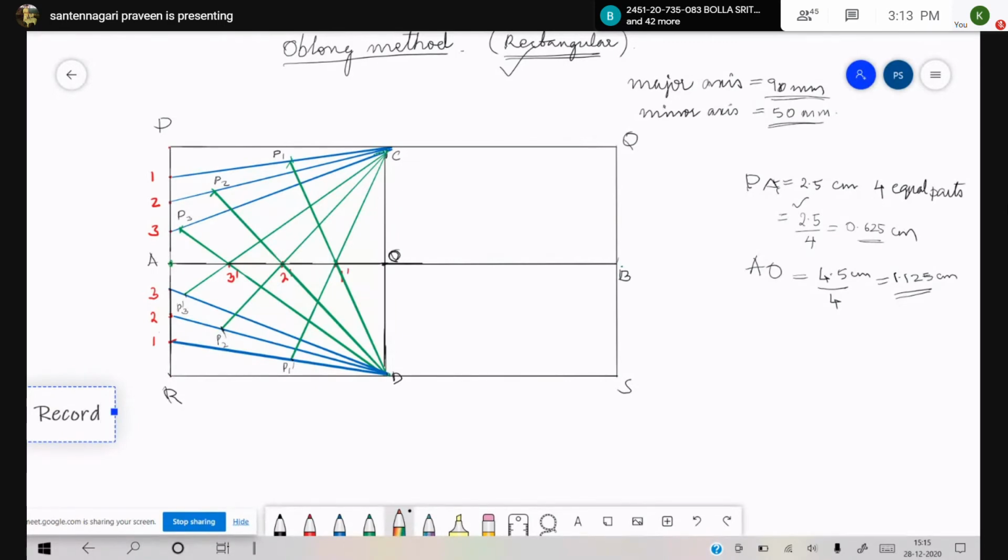So simply join your P1, P2 and P3. A, P3, P2, P1 and C should be joined simply. So C simply, shall I do that with red? So this way, a quarter part of our ellipse is done. The other quarter part: A, P3 dash, P2 dash, P1 dash and D. Here.